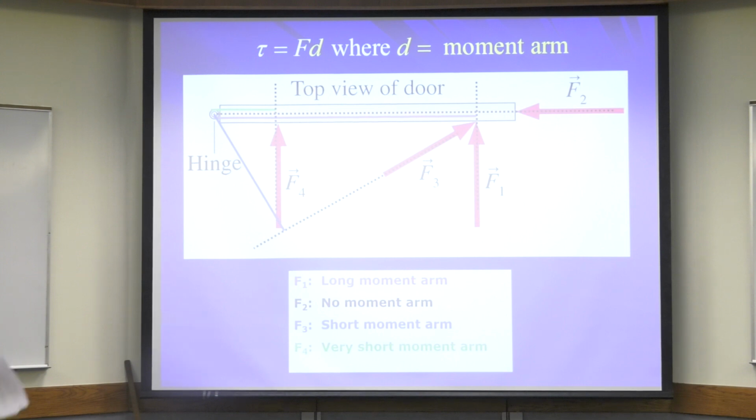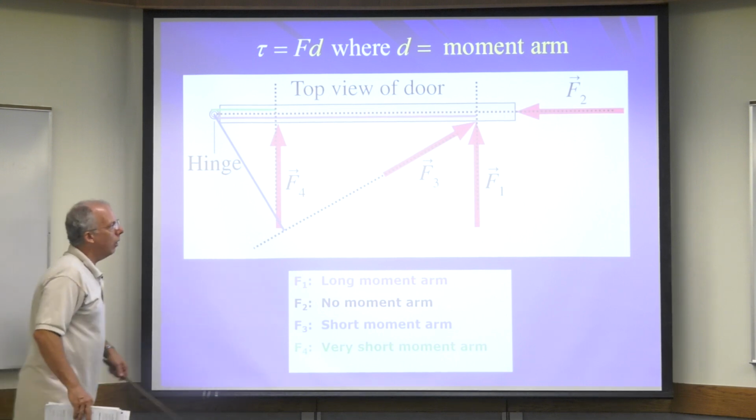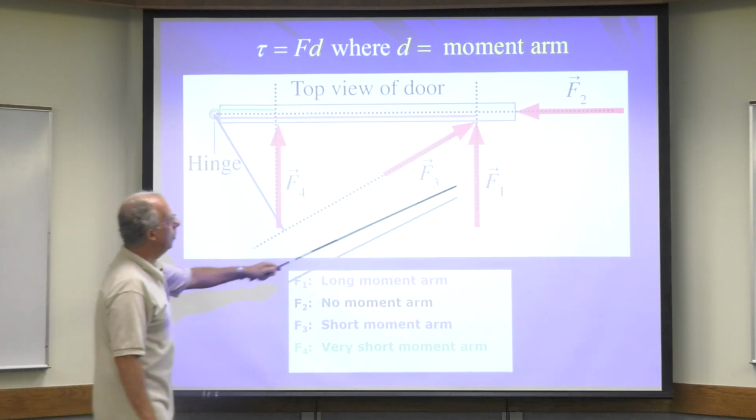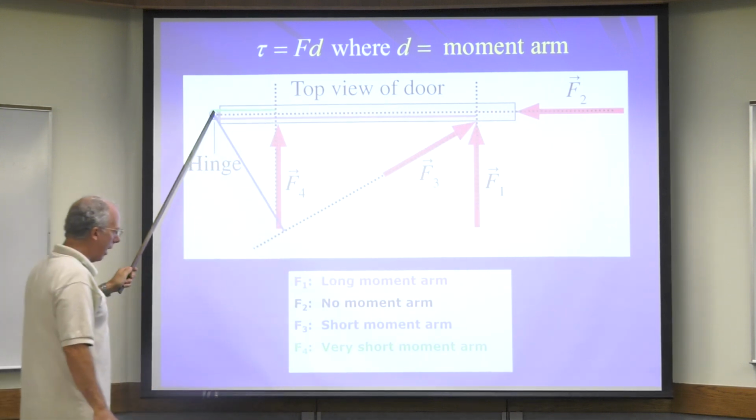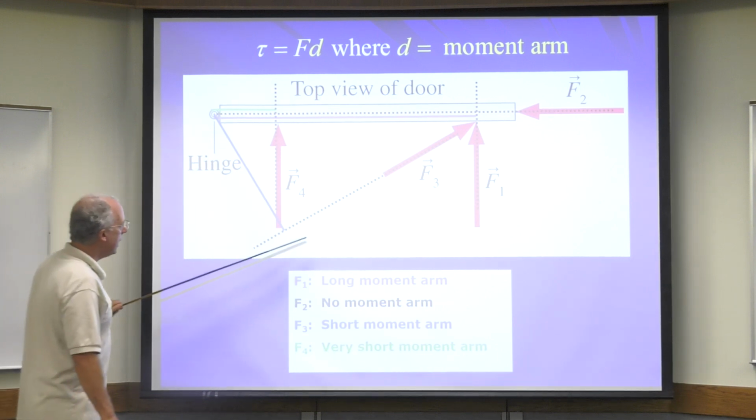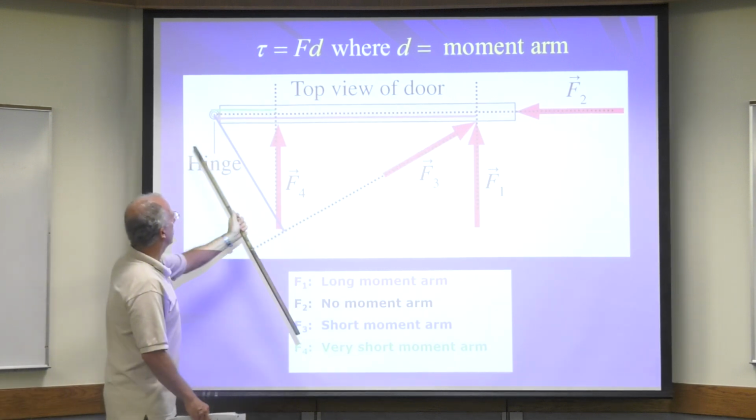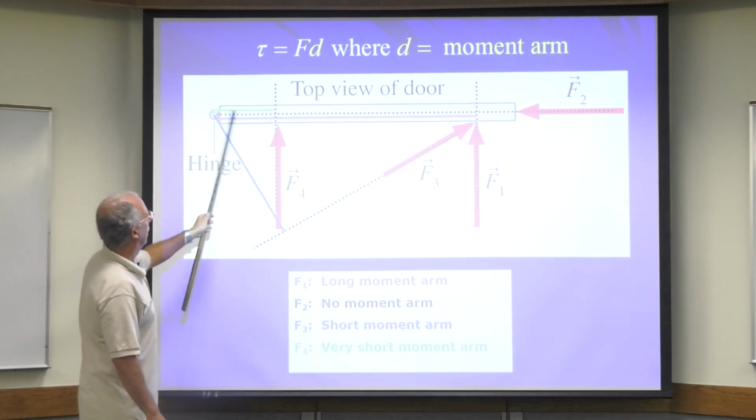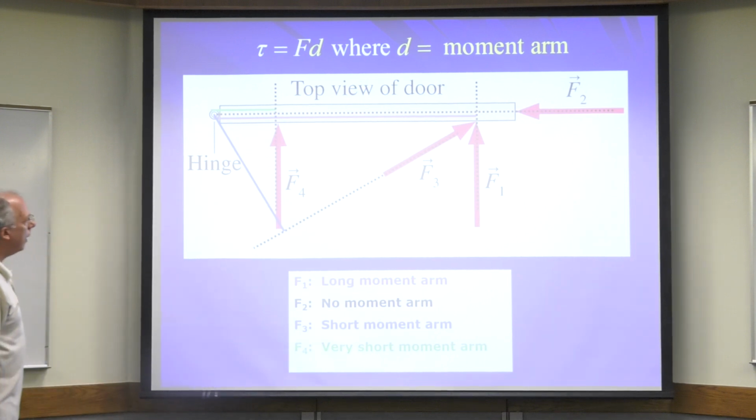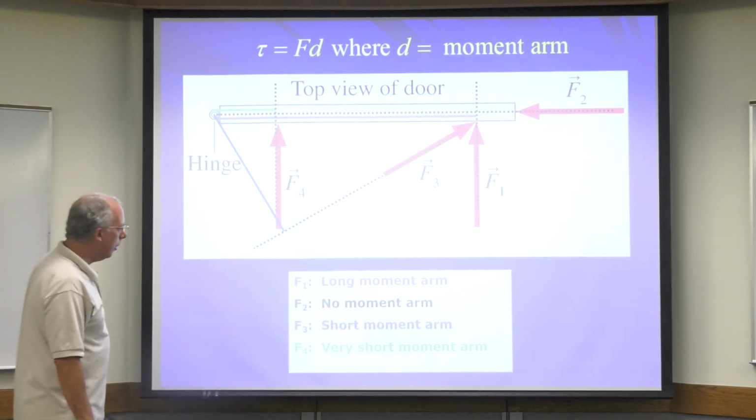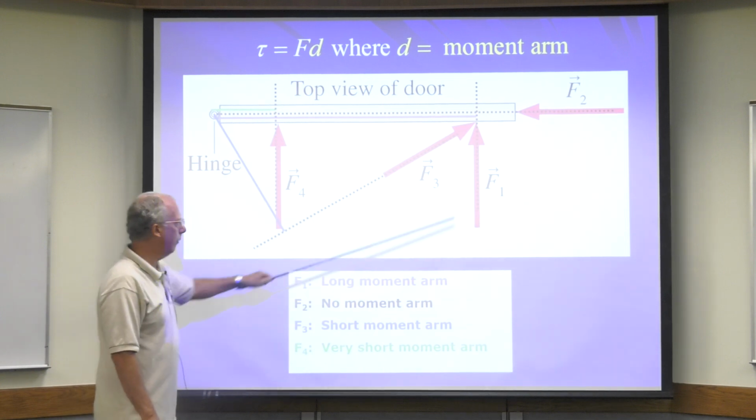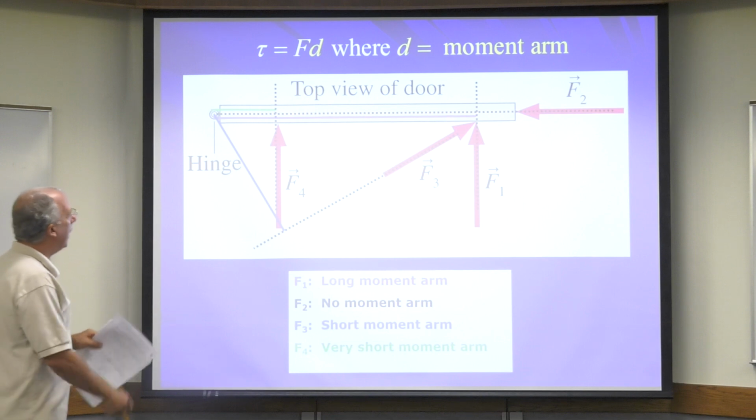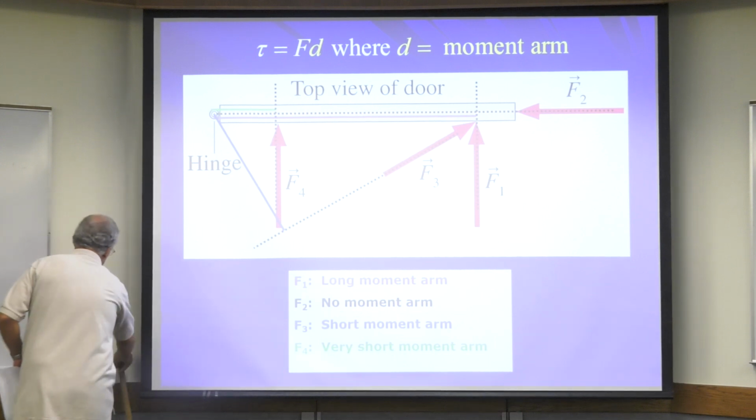That's the summary. F1 has this nice long moment arm, so it's easy to open the door. F2, no lever arm at all, waste of time. F3, kind of a short lever arm. And F4, really, really short lever arm. So most normal people would apply the force along F1 because it's the easiest way to open the door. That's equation number 1.